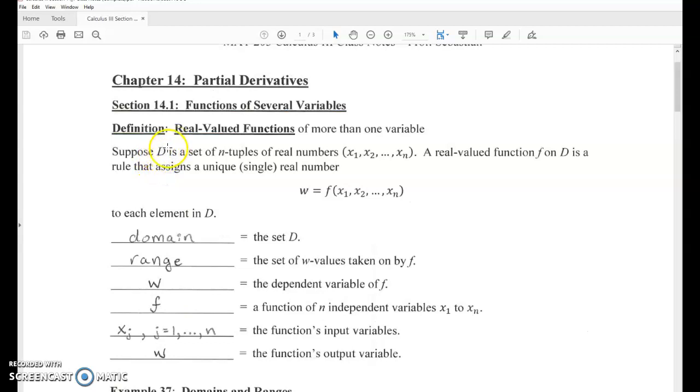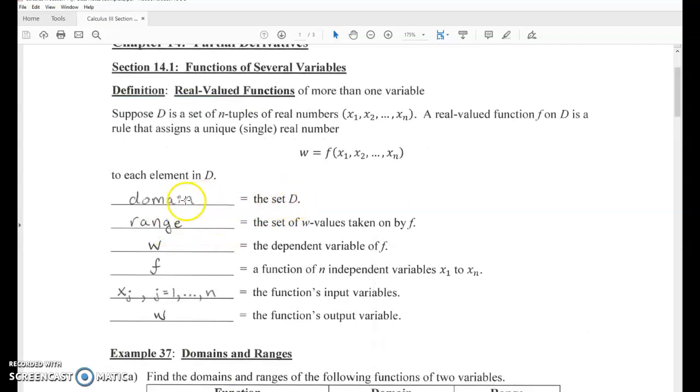So suppose D, which is going to be our domain, is a set of n tuples of real numbers. So we often say, if we have a coordinate pair, we have x and y. If we get more than two, we don't say coordinate pair, we say a three tuple or a four tuple, etc. So let's say we have a set of n tuples. In other words, they're coordinates with n coordinates. A real valued function f on that domain D is a rule that assigns a unique, in other words, a single, real number, w equals f of x1, x2, dot, dot, dot, out to x sub n, to each element in that domain.